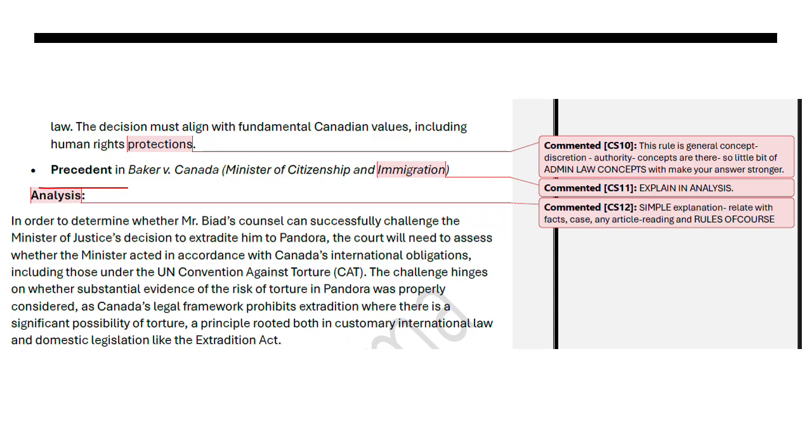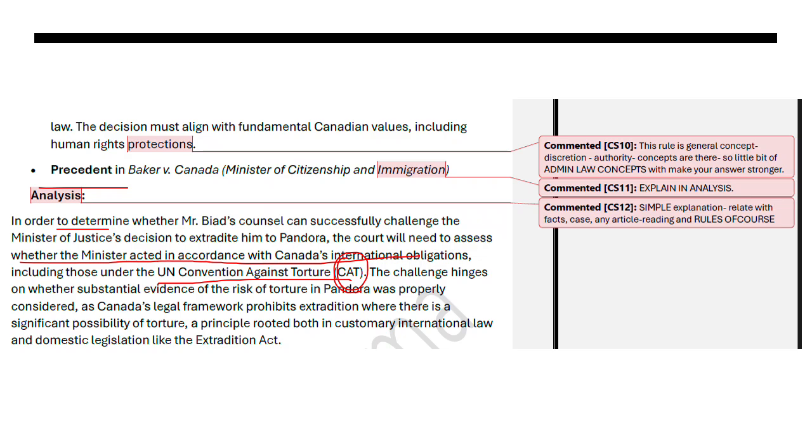In order to determine, so try to use good vocabulary words. Try to make a habit of using your issue in the analysis, like to begin the analysis. It should look like you are answering something. So, in order to determine whether Biad's counsel can successfully challenge, the court will need to assess whether this minister has acted as per Canada's international obligation as per this convention. So you can always use short terms, but at one place you will have to put that in brackets.